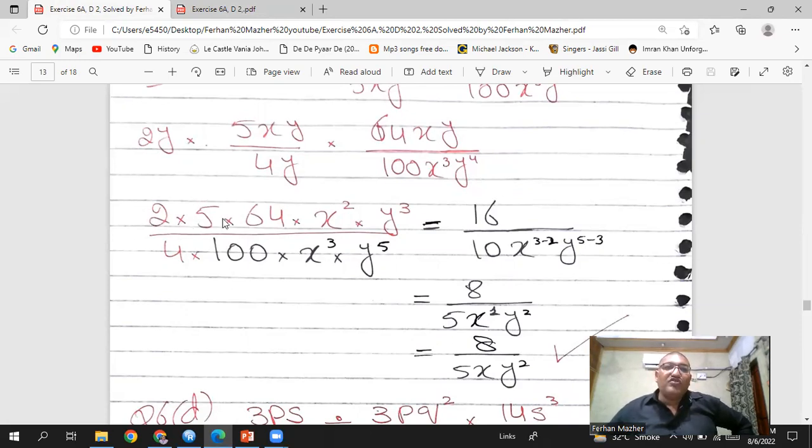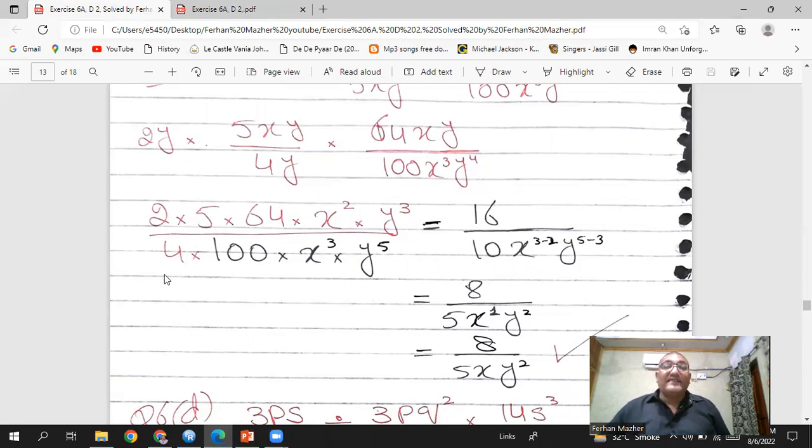So you will have 2 into 5 into 64. First of all, I have written the numbers. Then y, and then we have x raised to power 1 here, x raised to power 1 here. So x square, y raised to power 1, y raised to power 1, y raised to power 1. So this will become y raised to power 3. And in the denominator, this 4 will multiply with 100, and the x cube, and then y raised to power 1 multiply with y raised to power 4, and that will become y raised to power 5.